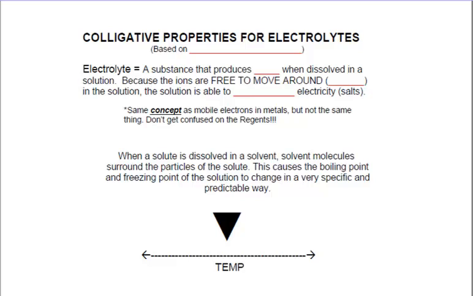So electrolytes are substances that produce ions. Okay, we're going to add that in here. And it is based on the number of particles, okay? So colligative properties have to be determined based on the number of particles that are in the solution, okay? So a substance that produces ions when dissolved in a solution, these are going to be ionic compounds, all right? Because the ions are free to move around, they're mobile, and in the solution, it is able to conduct electricity. These are especially salts, okay?